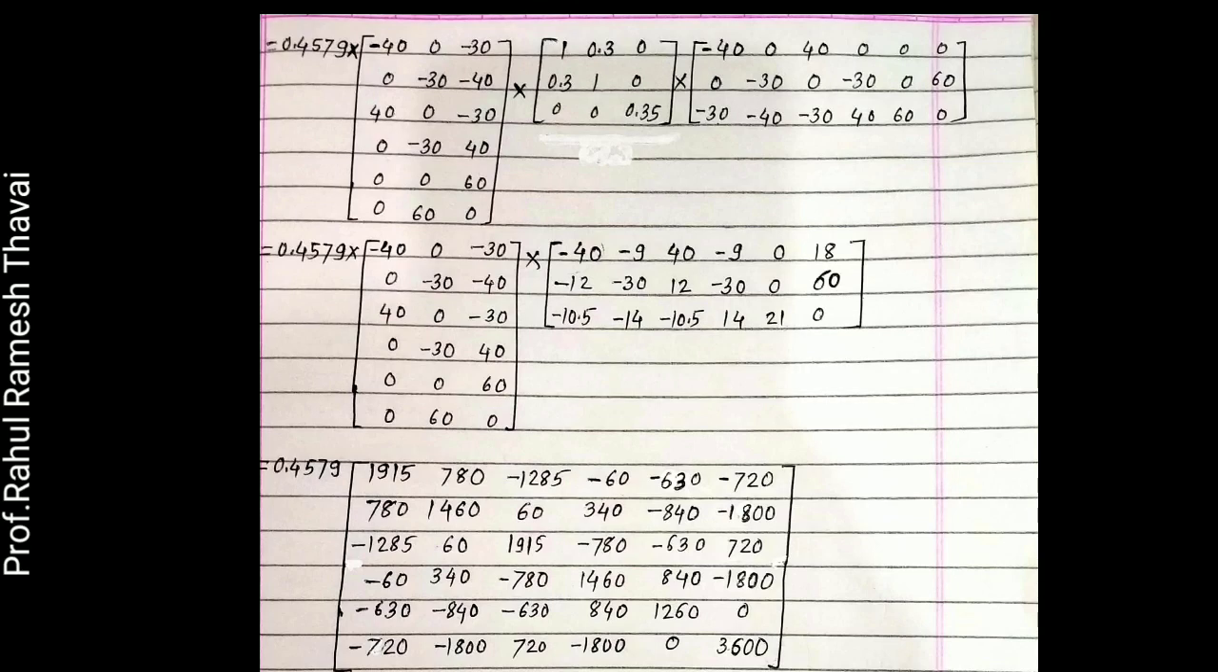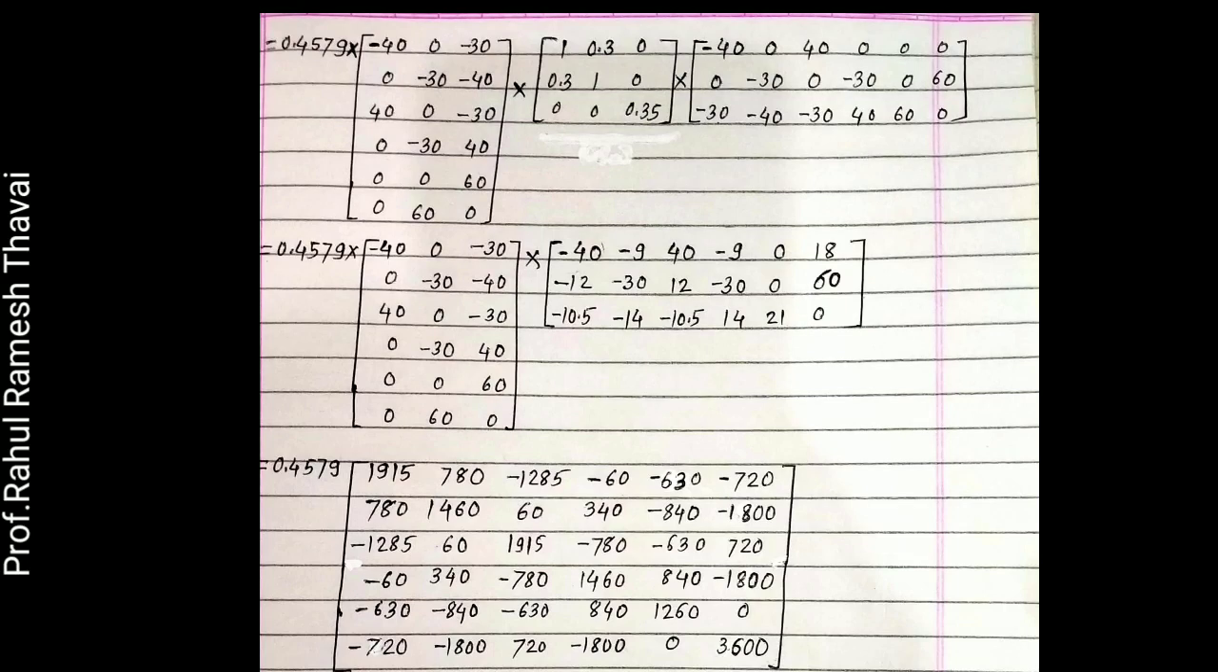Next, I will go for second row multiplied by fifth column, that is 0 into 0 plus minus 30 into 0 plus minus 40 into 21, that is minus 840. Next, I will go for second row multiplied by sixth column, that is 0 into 18 plus minus 30 into 60 plus minus 40 into 0, that is minus 1800.